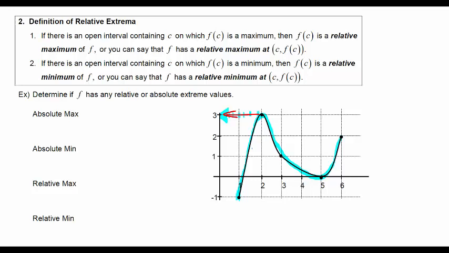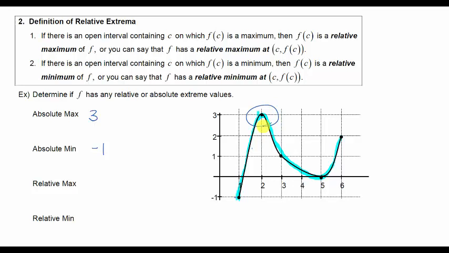Absolute maximum is a y value. So you say, yes, it is 3. What is the lowest in the entire graph? The absolute lowest is the lowest point of this graph, which will be -1. And relative max is a different story, right? You're just going to look for every hill. And I do have a hill here. Oh, but that's the absolute max.